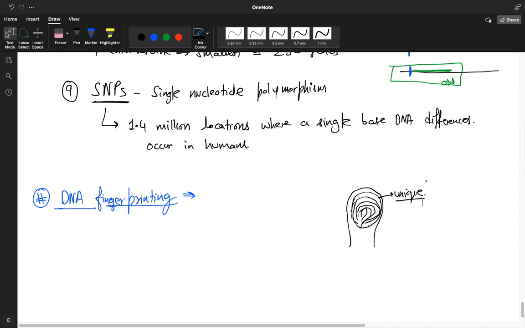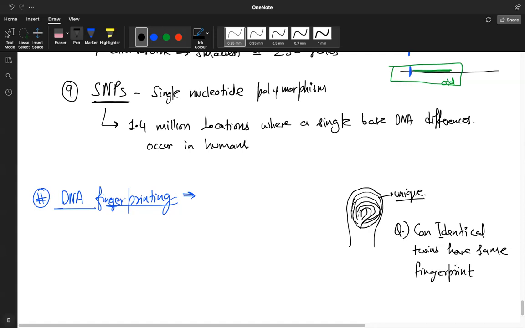So DNA fingerprints are unique and different. Let me ask you a question. Can identical twins have the same fingerprints? No, sir. But they are identical twins, no? They have the same genetic information. So can they have the same fingerprint? Because identical twins have the same DNA. That's where the confusion comes. If someone is an identical twin of another person, then basically they came from the same zygote.